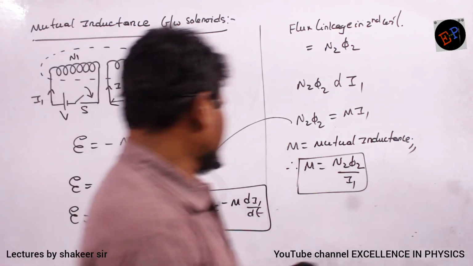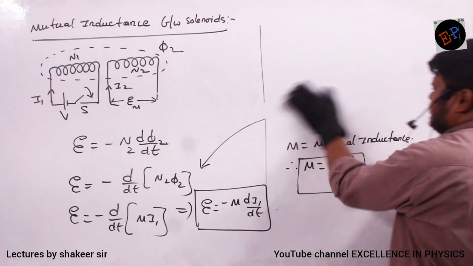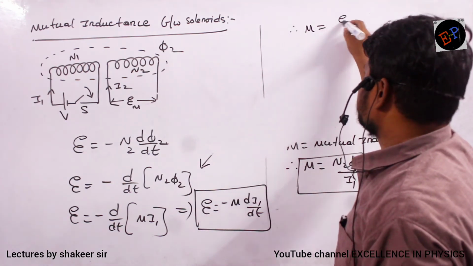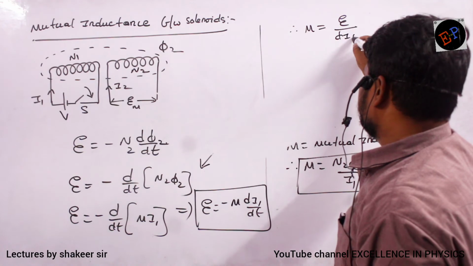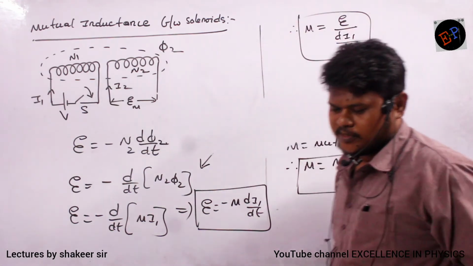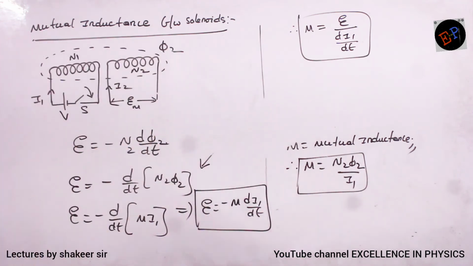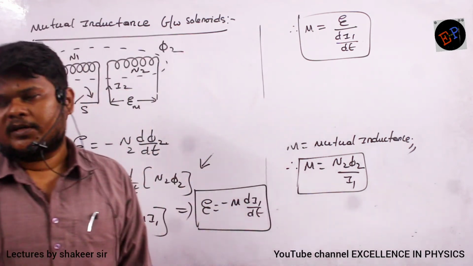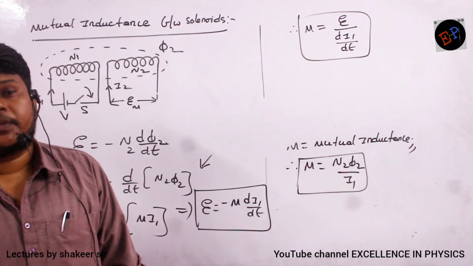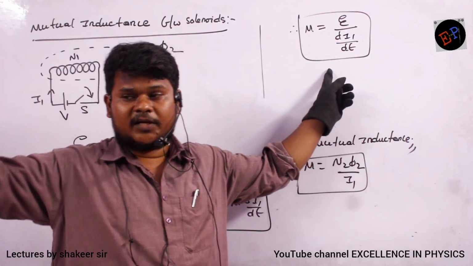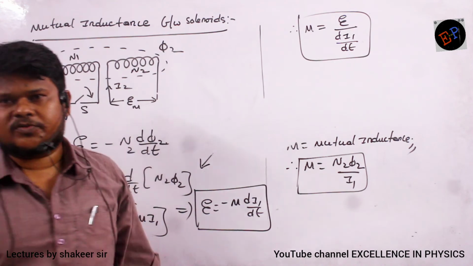Okay. So how can I define mutual inductance? Therefore, mutual inductance is equal to EMF divided by dI1 by dt. Tell me now its definition. Definition of M: EMF induced per rate of change of current in the first coil, not in the second coil. That is called mutual inductance.